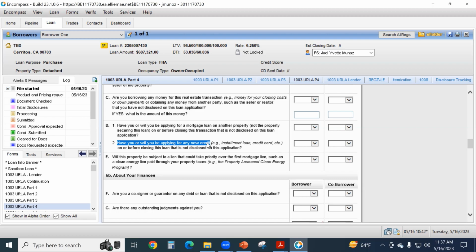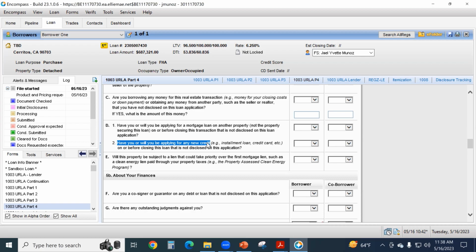So by asking this question when going through your 1003, you're going to get those wheels running in their brain, saying, oh, I should probably say something about it. Because when I originated, one thing I always told my clients was, please don't open any new credit while we're in the process of this loan. And of course, it hasn't cycled on their credit report.